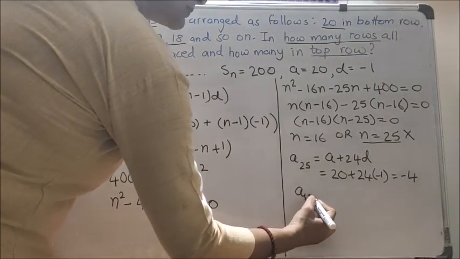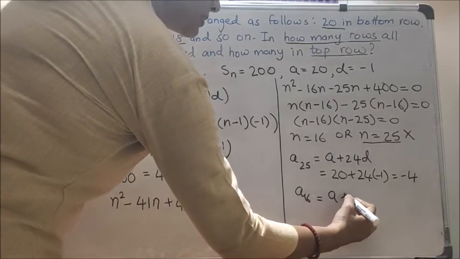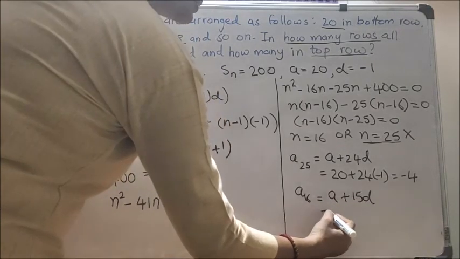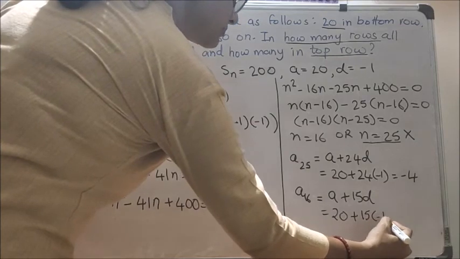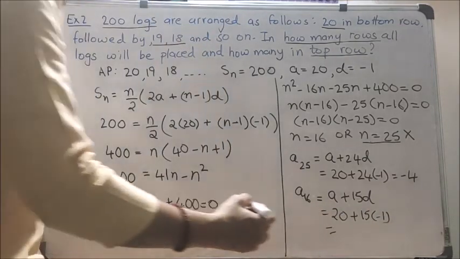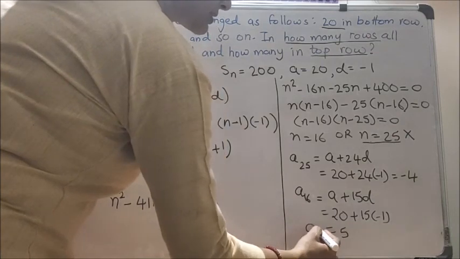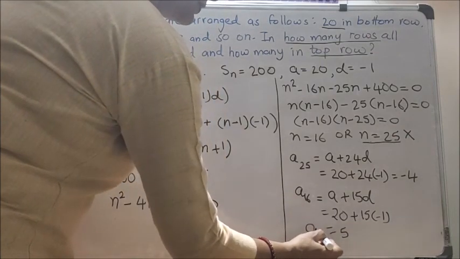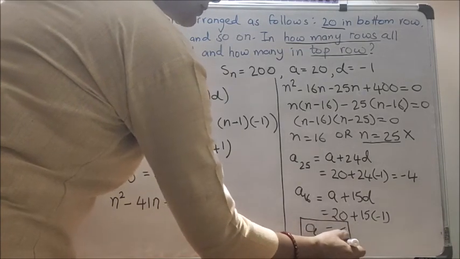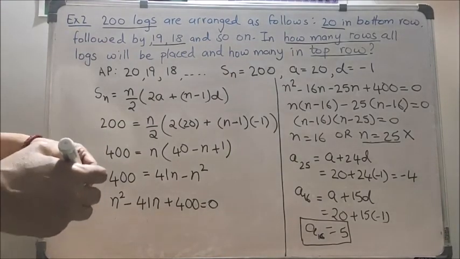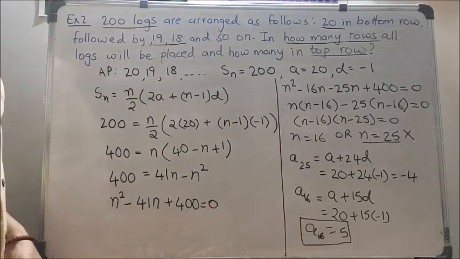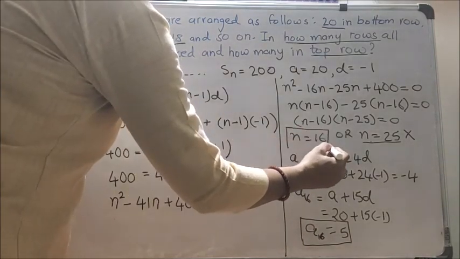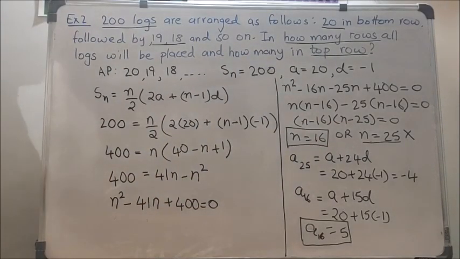Now let's work on this. a16 is going to be a plus 15d. That will give you 20 plus 15 into minus 1. And when you solve it, you get 5. So a16 is equal to 5. So this is your answer. That is, the topmost row will have 5 logs. And how many rows will be there? 16 rows will be there. So this is how you solve sums using the formula Sn.